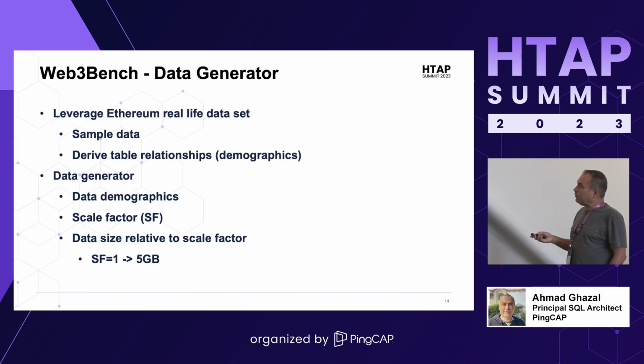So that's basically what I was talking about in the figure. And the scale factor 1, that's the smallest scale factor, is 5 gigabytes of data. So you could go as small as 5 gigabytes if you want to run this benchmark.